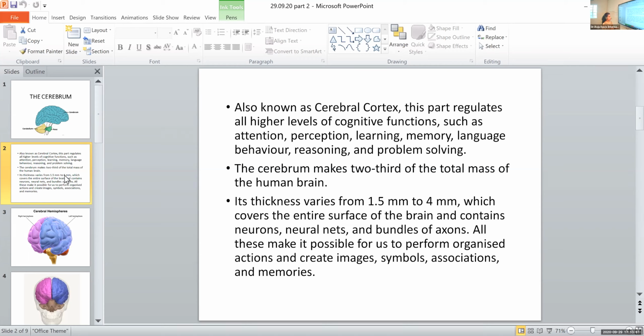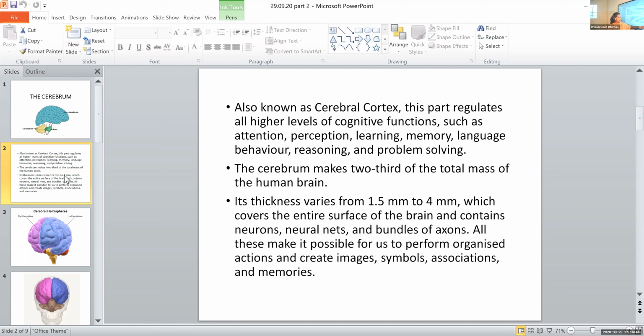All these cognitive functions are mainly regulated at very high levels, in a very complicated fashion, by the cerebrum, also known as the cerebral cortex. The cerebrum makes up two-thirds of the total mass of the human brain. So only one-third is left for the other structures and smaller parts of the brain. If we divide the brain into three parts, two-thirds is covered by the cerebral cortex. Its thickness varies from 1.5 mm to 4 mm, covering the entire surface of the brain, and it contains neurons, neural nets, and bundles of axons.